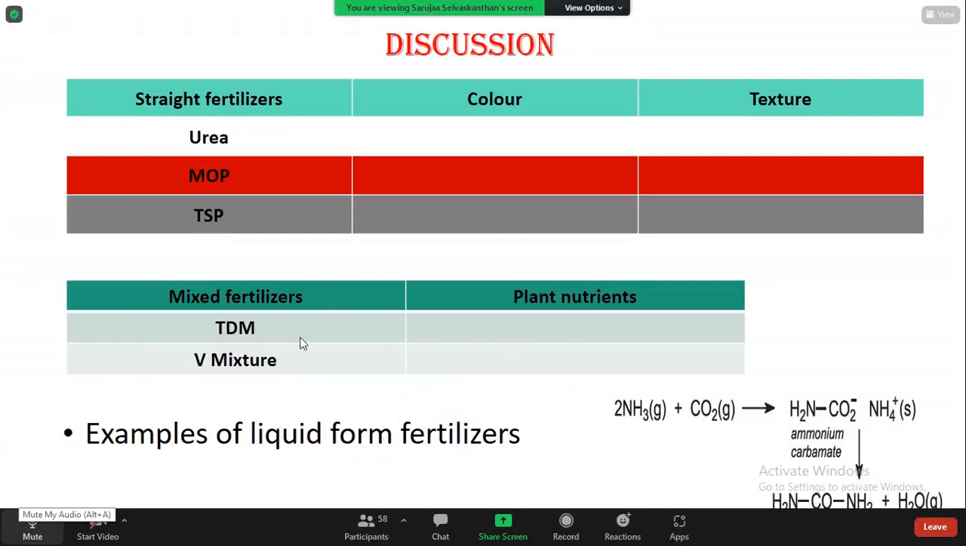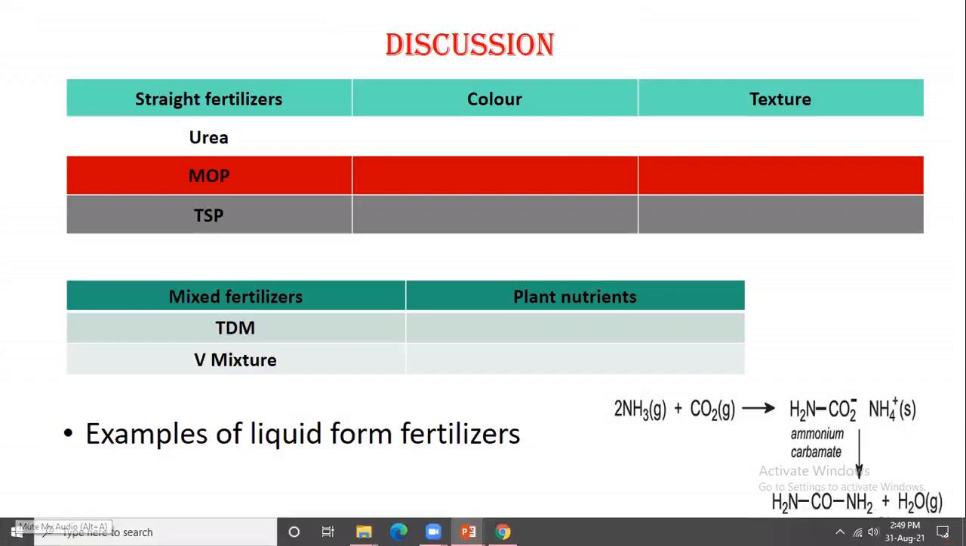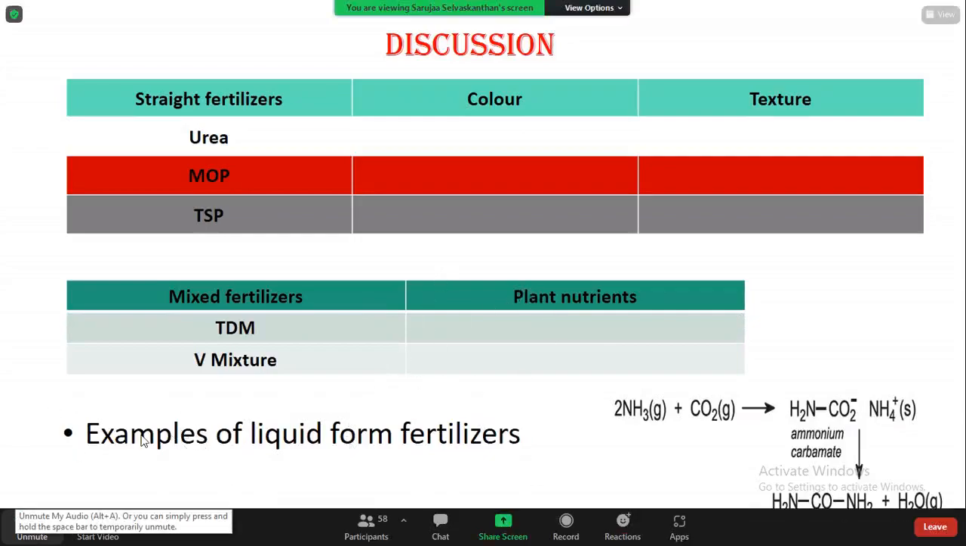So, what nutrients are available in TDM? Nitrogen, potassium. Okay, and the mixture? Nitrogen, phosphorus, potassium. Okay. This also you can write in your discussion part. You can search and write this one.